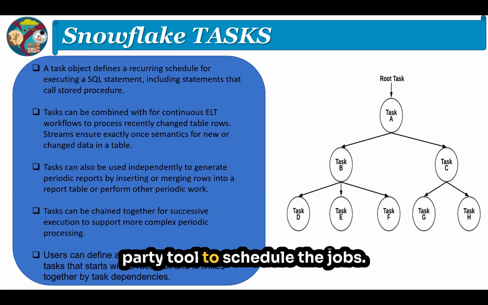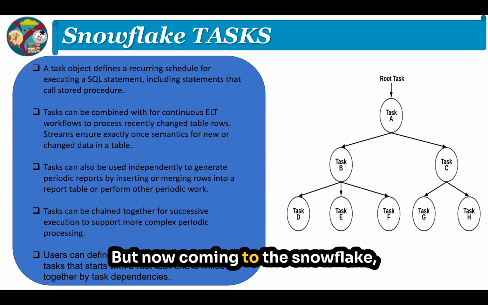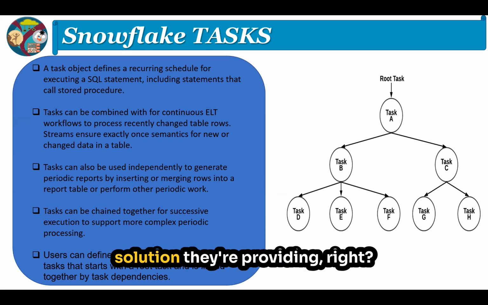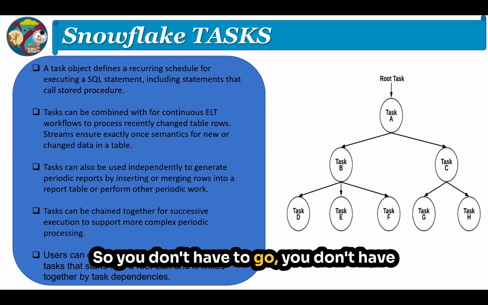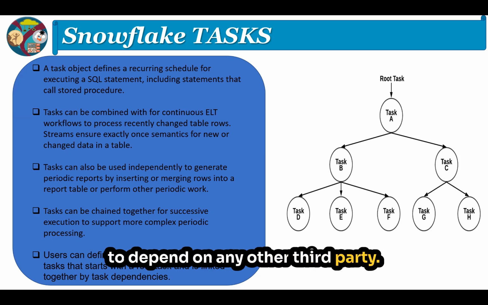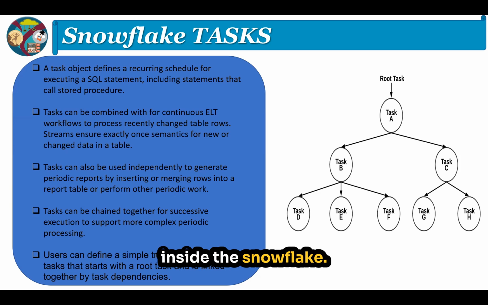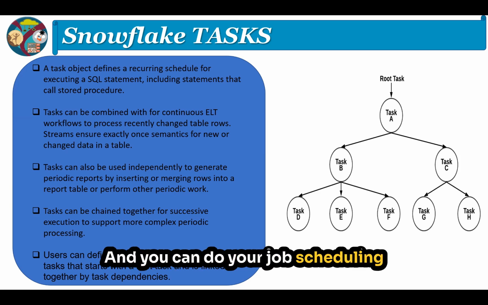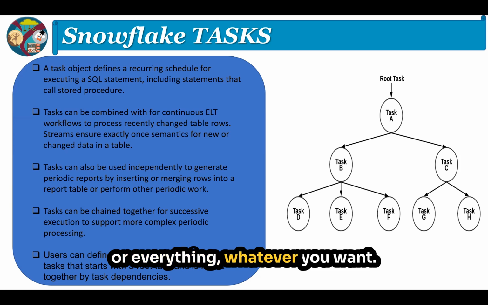Ideally, in legacy systems, you need to use some third-party tool to schedule the jobs. But Snowflake is a complete data warehouse solution, right? So you don't need to depend on any other third party. Everything will be available inside Snowflake. So now you can use this task and do your job scheduling, everything, whatever you want.